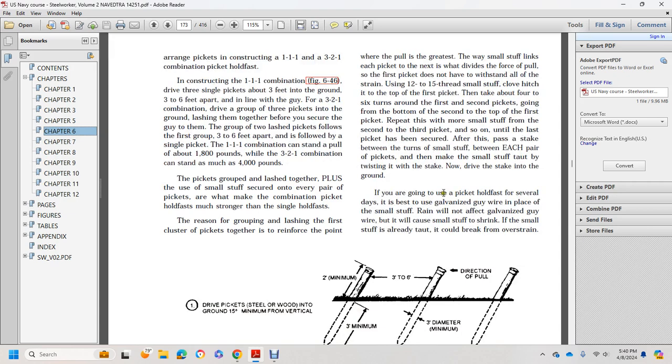If you guy using the picket hold fast for several days, use galvanized guy wire and replace the small stuff. The rain will not affect galvanized guy wire, but it will cause small stuff to shrink. If the small stuff is too taut, it will break from strain.